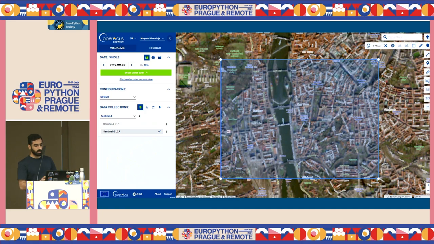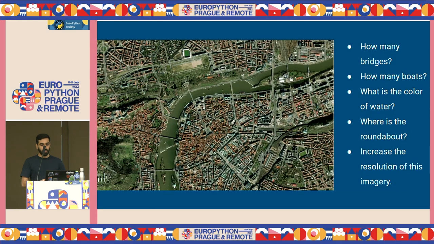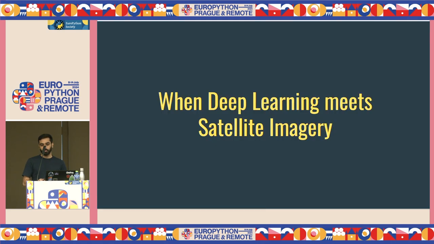So here you can see an example of the Copernicus browser. You just need to provide an area of extent you want to download, the date and time, and the type of satellite data you want, and you can click on search. After that, you will get the links to download the satellite dataset. Now, once we have the imagery, how can we create algorithms which can identify how many bridges there are, the number of boats, or what's the color of the water in this image? Or where exactly is the roundabout? That can be quite useful for urban planning. And can we even increase the resolution of this image? We can take the help of deep learning to do that.